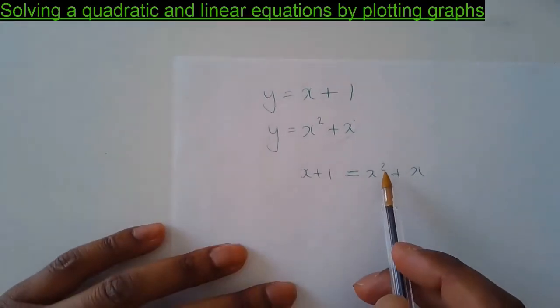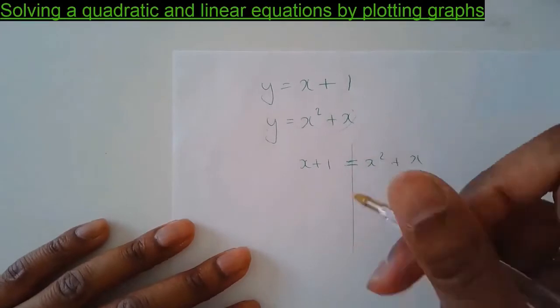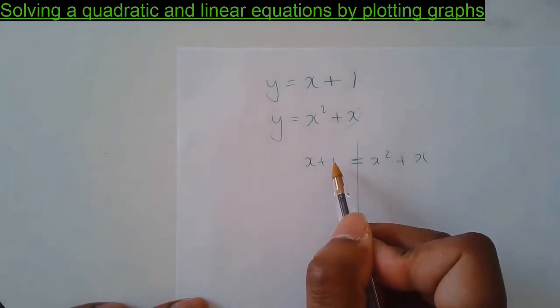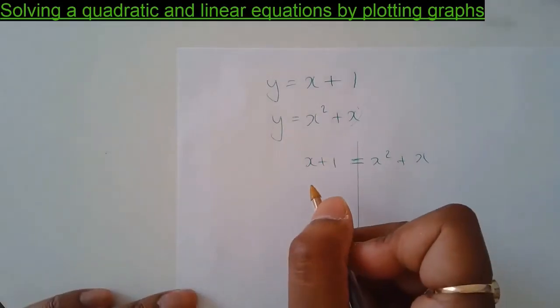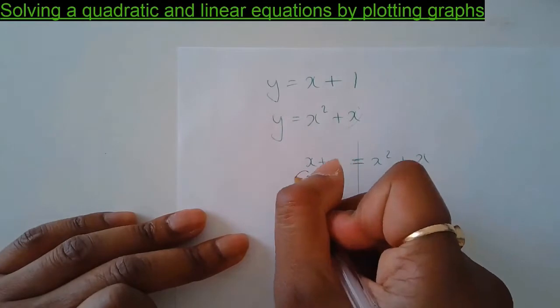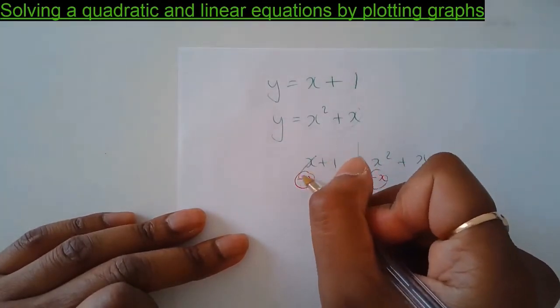Now I've got a quadratic, but I need to be able to solve it, and for that to happen I need a 0 on one side. So what I'll do, I'll get rid of the positive x and then I'll get rid of the positive 1, one at a time. To get rid of positive x, you do minus x. Do the same on the other side. x take away x, they cancel out, which is what I wanted.